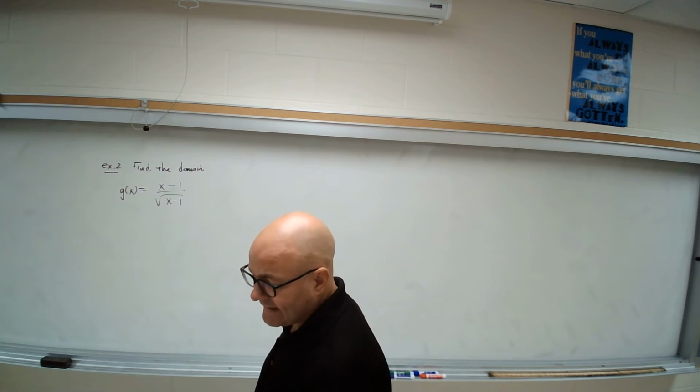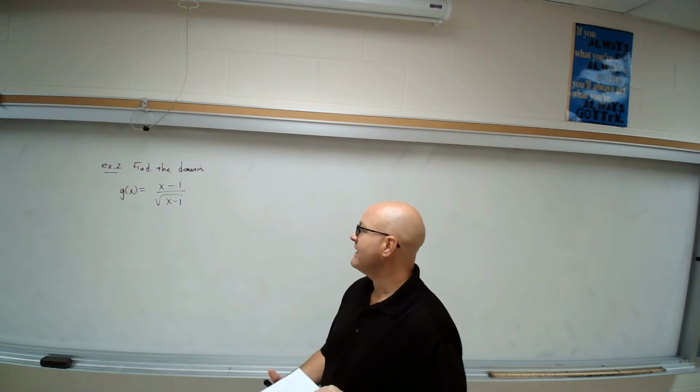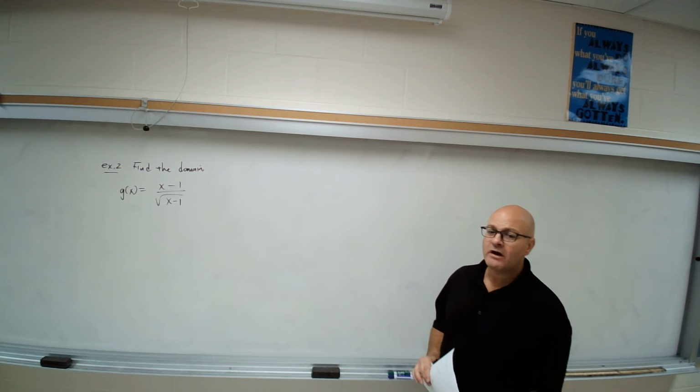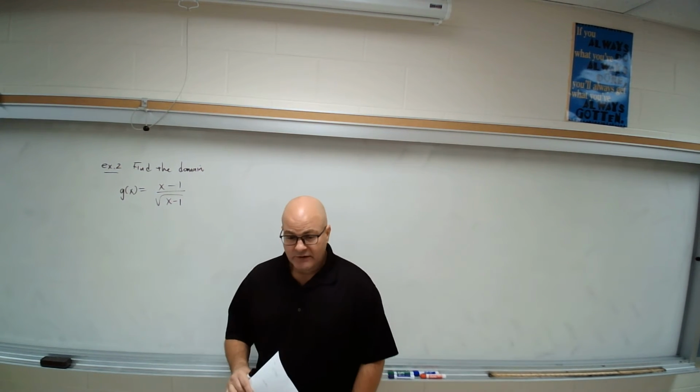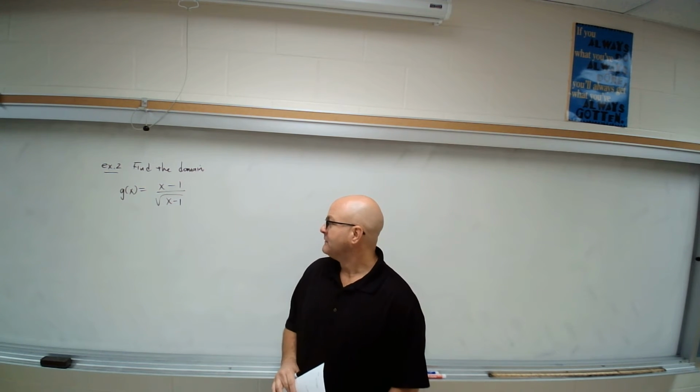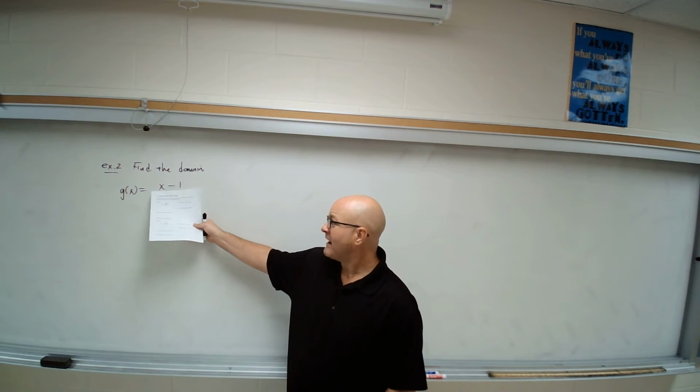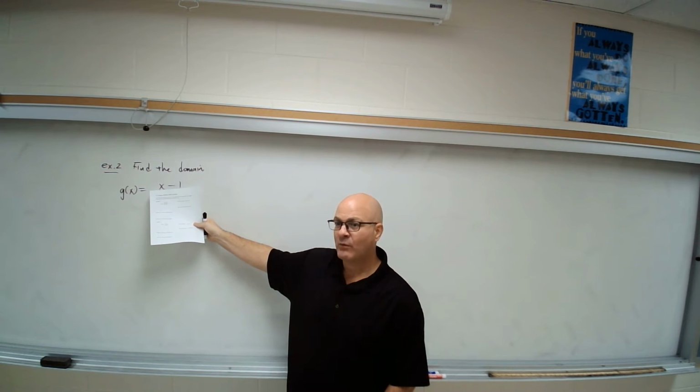Okay, now for our second example here, we have g of x equals x minus 1 divided by the square root of x minus 1. Little different here, but for this one, does the x minus 1 on top cause any domain problems? I could take any number I want and I could subtract 1 and I'll get an answer. So we don't have to worry about it.